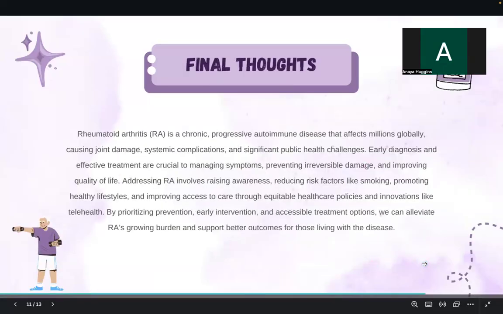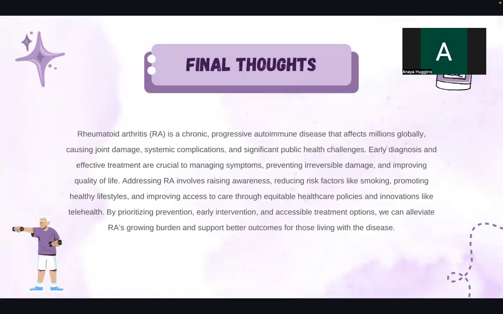Now, here are some of my final thoughts. So, in summary, RA is more than just a disease of the joints. It's a systemic condition that requires early detection, targeted treatment, and comprehensive public health strategies. By raising awareness, promoting prevention, and improving access to care, we can make a meaningful impact on the lives of those affected. Continued research and public health initiatives are vital to reducing the burden of rheumatoid arthritis.